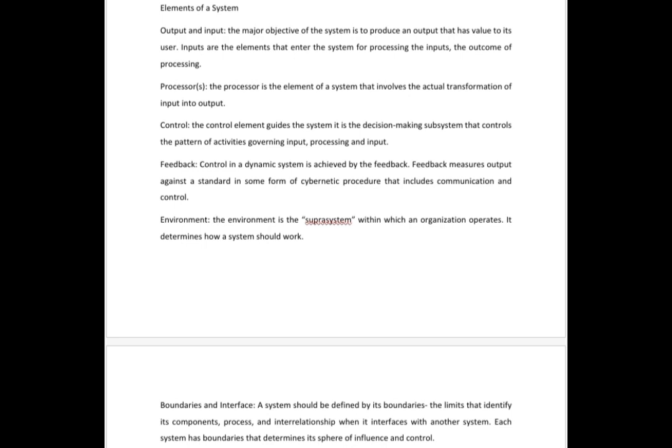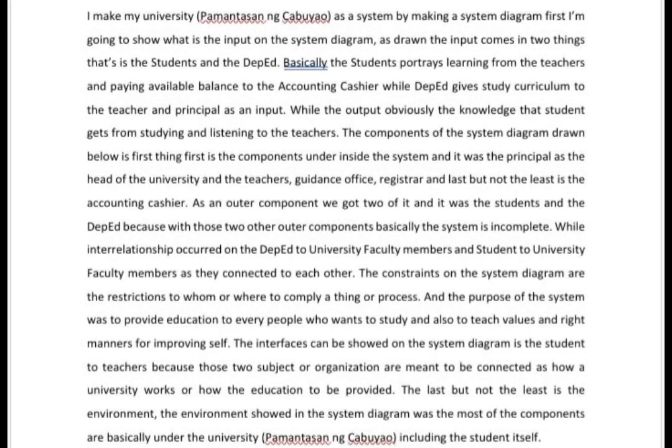And another one is the environment. The environment is the suprasystem within which an organization operates. It determines how a system should work. And the last thing is the boundaries and the interface. A system should be defined by its boundaries, the limits that identify its components, process, and interrelationship when it interfaces with another system. Each system has boundaries that determine its sphere of influence and control.